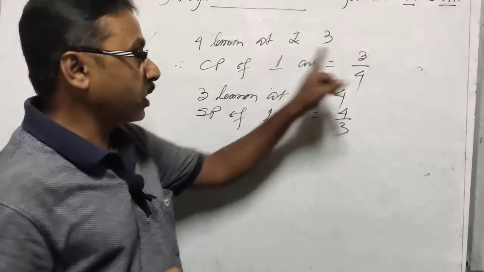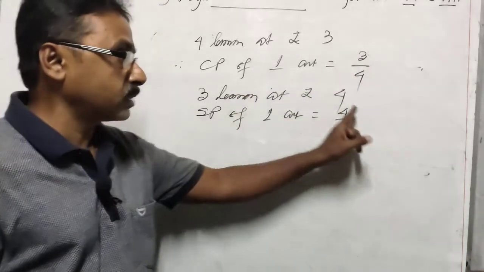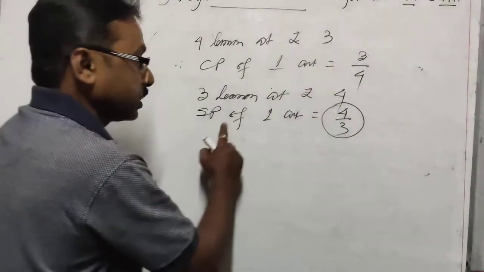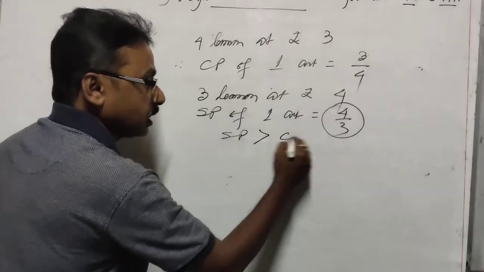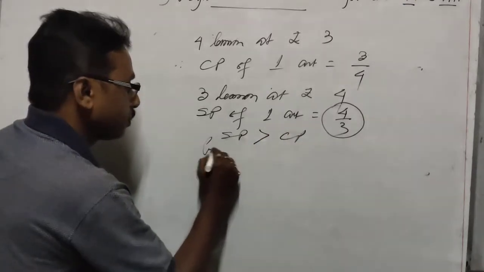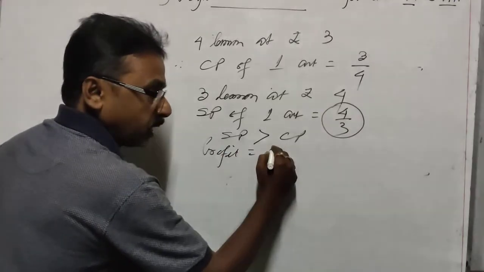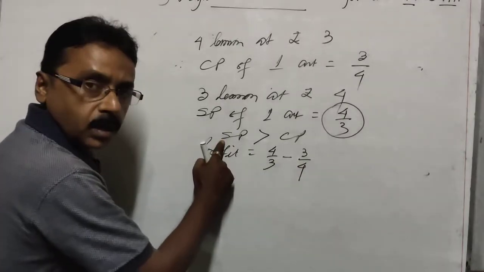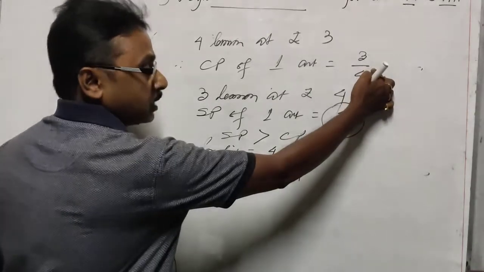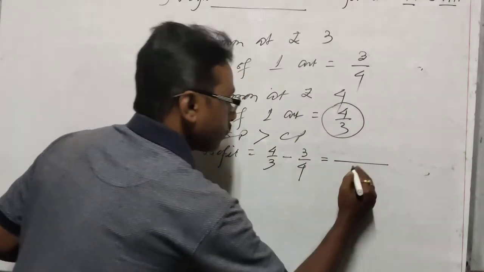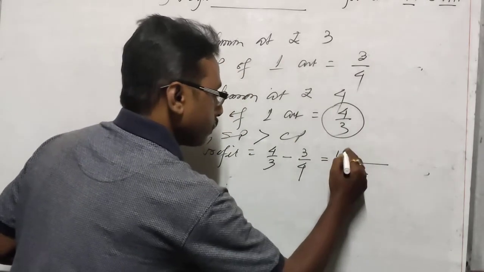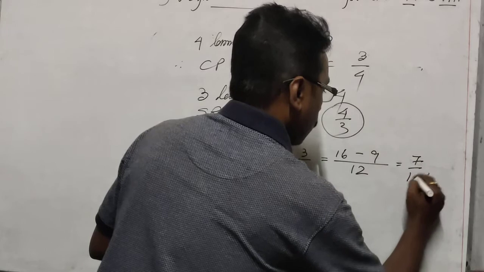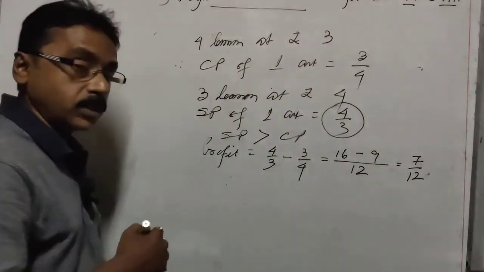Now we have CP of 1 article is 3 by 4 and SP of 1 article is 4 by 3. Which one is greater? This is greater than this. So SP is greater than the CP. That is profit. How much? Profit equals SP minus CP, that is 4 by 3 minus 3 by 4. This is SP and this is CP. That is 7 by 12. Rupees 7 by 12.